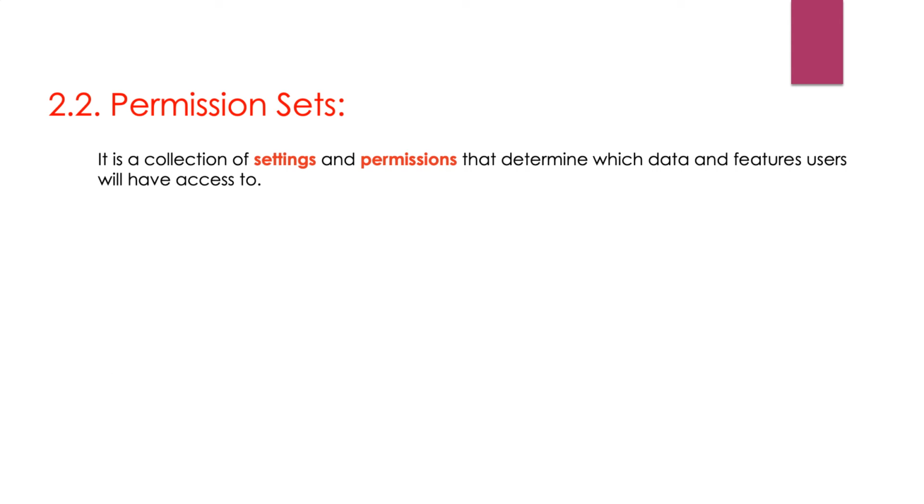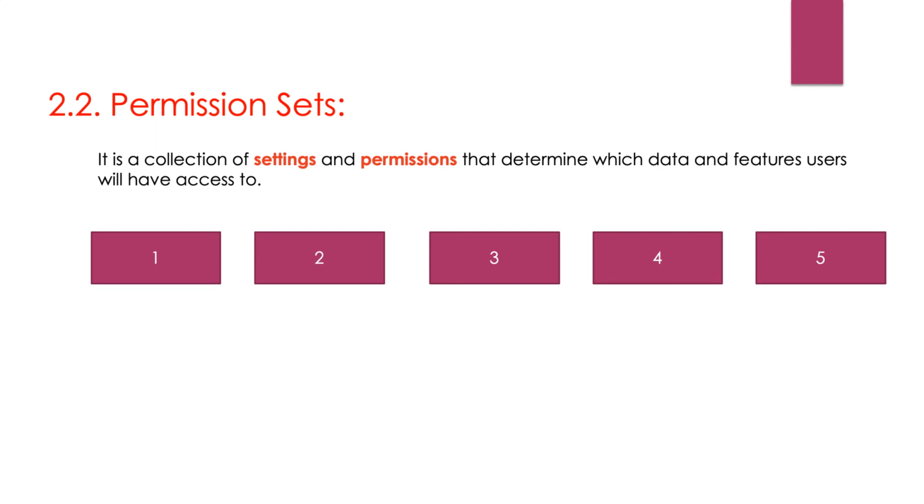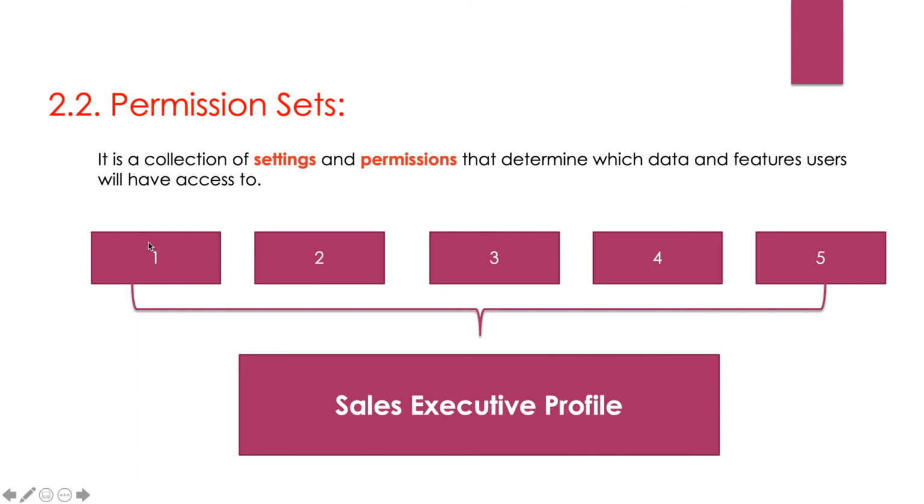Let's take an example. There are 5 sales executives in your organization, and they all are assigned to a single profile called sales executive profile. There is a user called Ramu over here. Ramu needs additional access, meaning access that the other sales executives don't have. He needs some additional permissions. In that situation, you will create a permission set and assign it to Ramu.